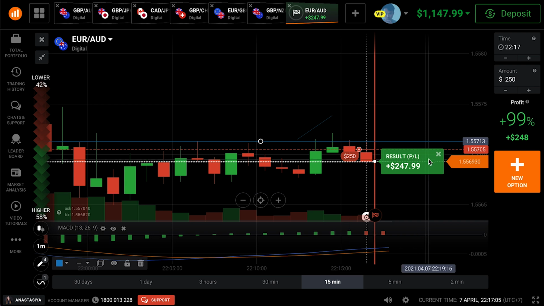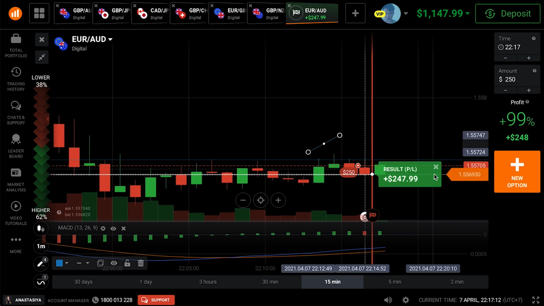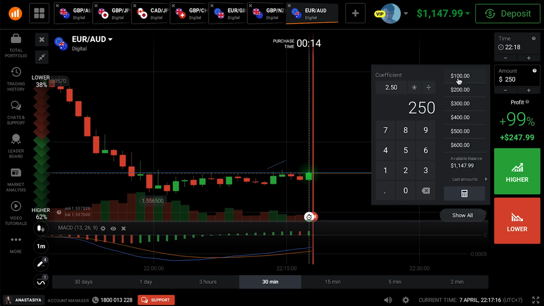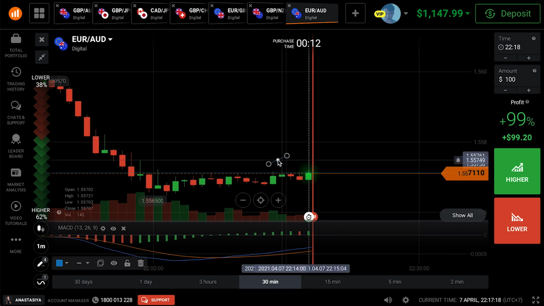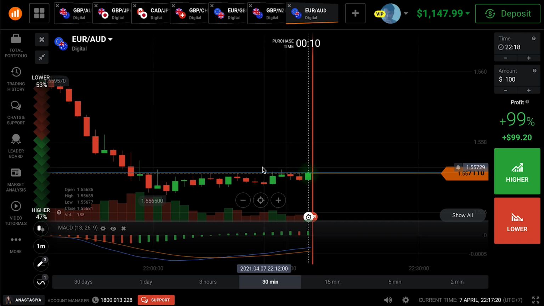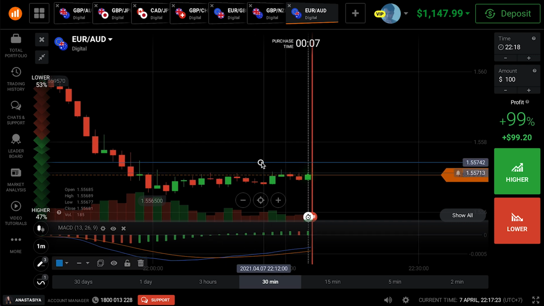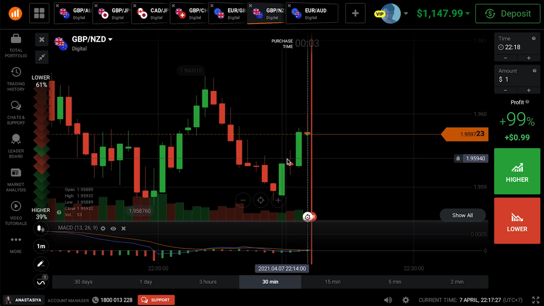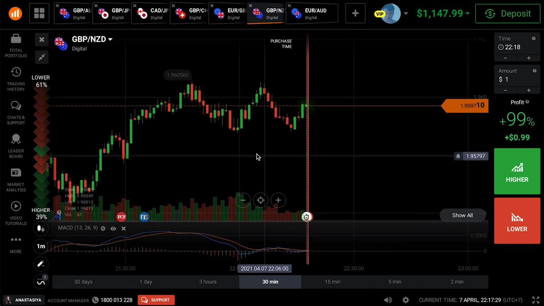Okay, so that's how we read this candle like a pro. I want you to keep on practicing. You can practice more on your demo account. Let me go back to $100, and let me show you one more example of how to trade this. I always do a double trade. If one is losing, then we follow up with another one.